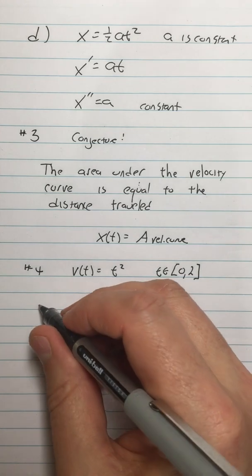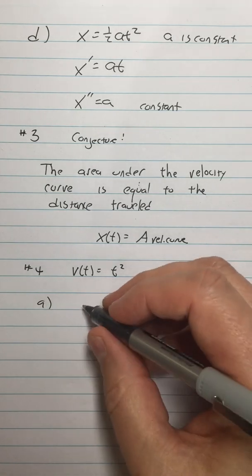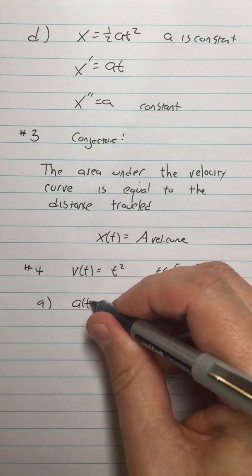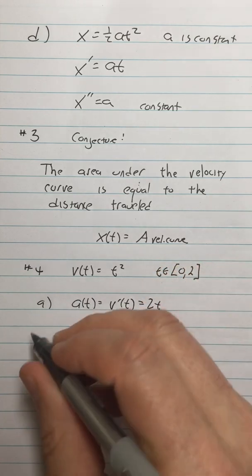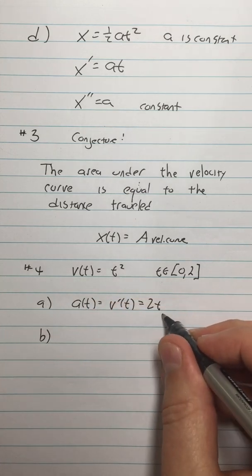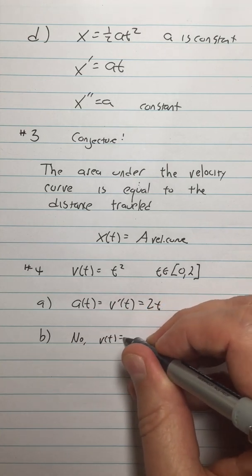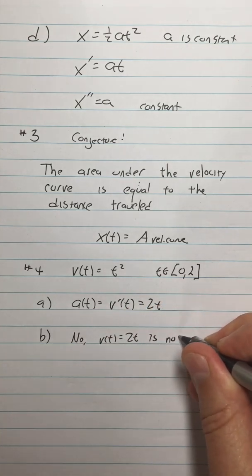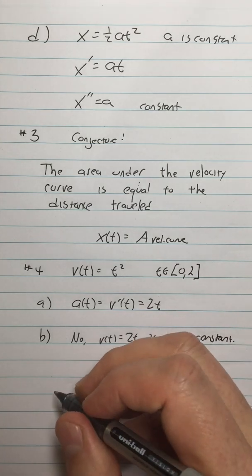Right, so part A says find an expression for the hummingbird's acceleration. So a of t equals v prime of t, so that equals 2t. Part B says, is the acceleration constant? Well, the acceleration depends on t, so no, it is not constant. a of t equals 2t is not constant, it's variable with respect to t.